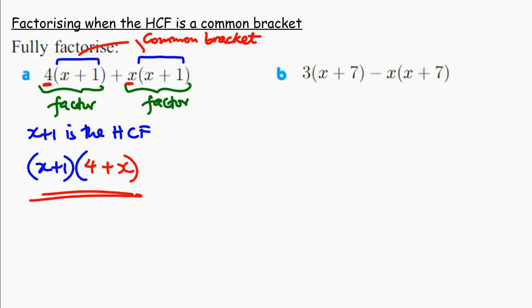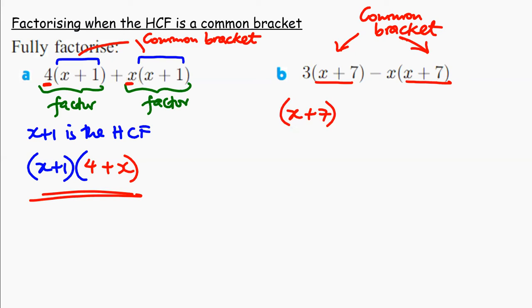So on the right, I'll do the same thing. I'll start by taking out the common bracket. This is the common bracket. If we take the common bracket, x plus 7, outside, what remains inside the bracket will be 3 and x.